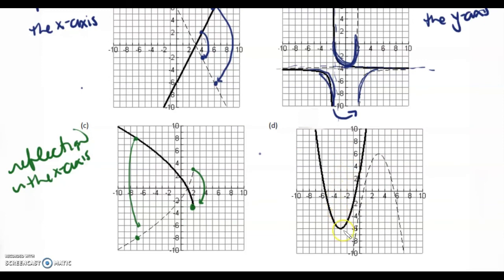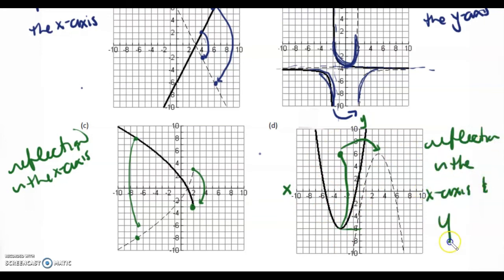Okay, and I think that this is a double reflection because -6 here would have to reflect to positive 6. And then it would have to reflect over the x-axis and then the y-axis. So reflection in the x-axis and y-axis.